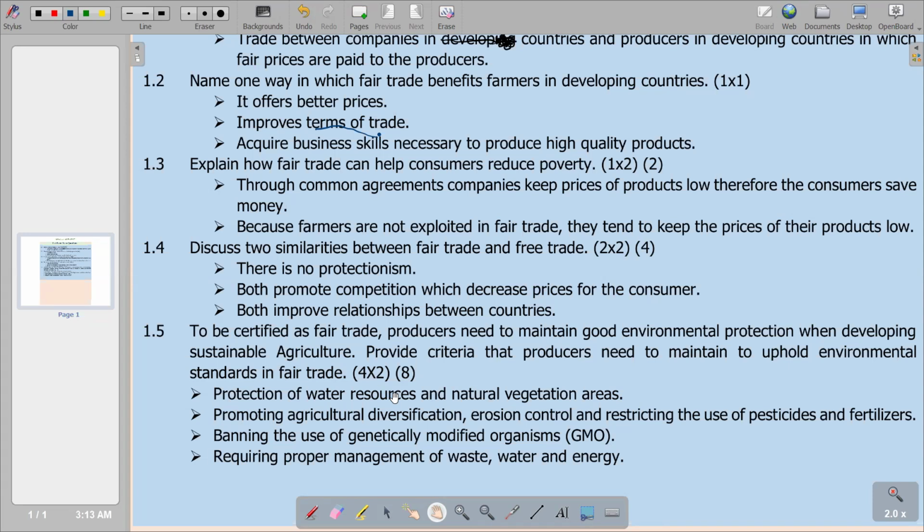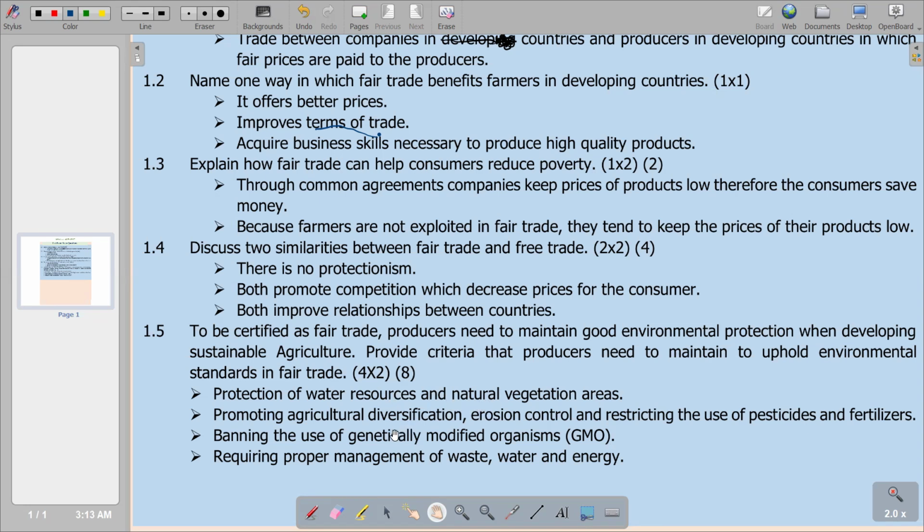So the first point is protection of water resources and natural vegetation areas. The water resources in the nations also have to be respected. That's the essence behind that point. And also the vegetation which surrounds us in the economy that we are operating in as producers, we should also take note of and preserve. So that's the first point that we have.